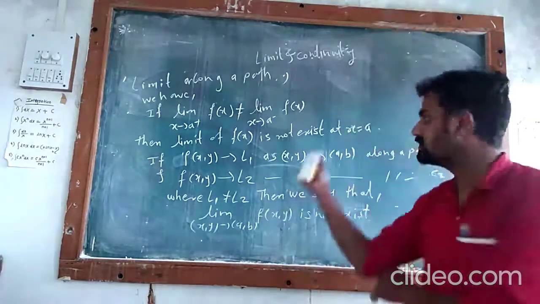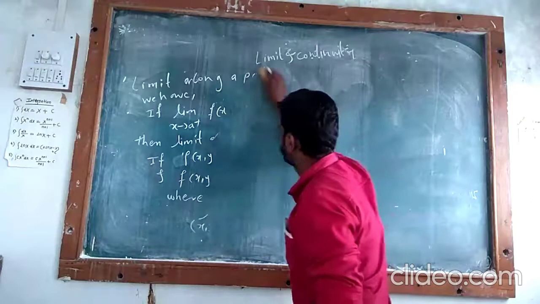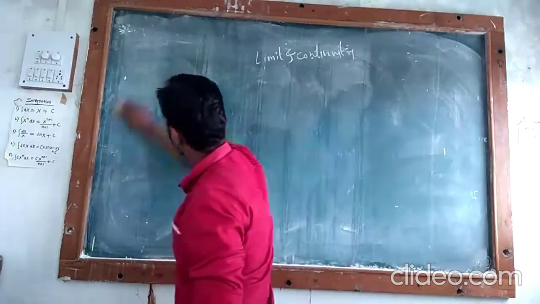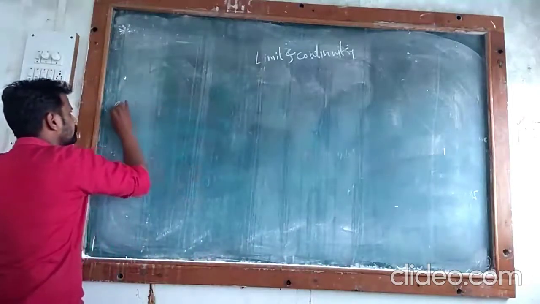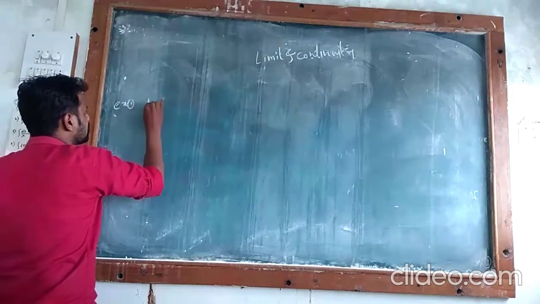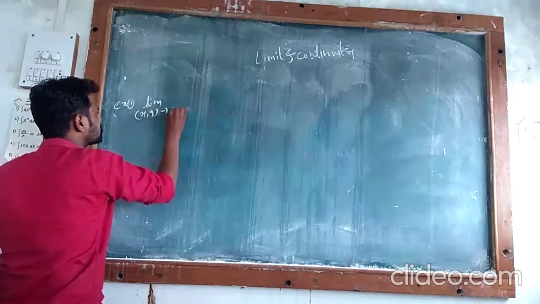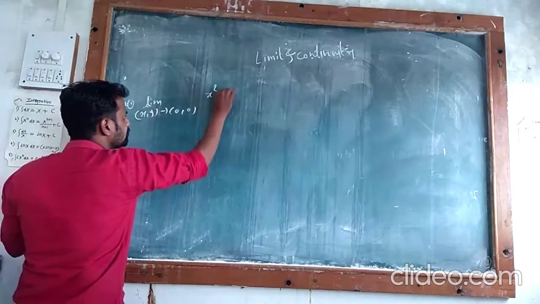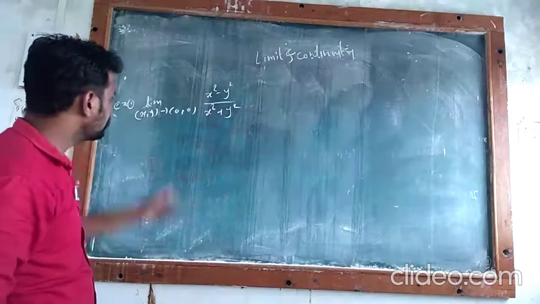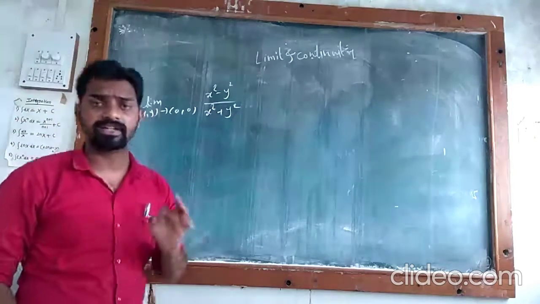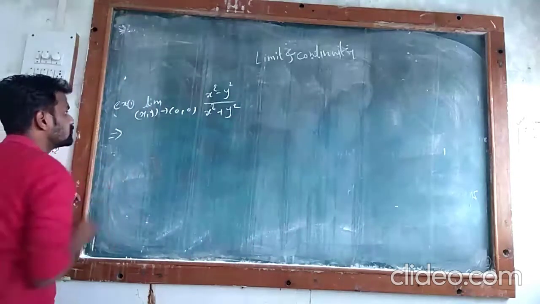Okay, now we see the example. Example 1. We have to find the limit as xy tends to 0 0 of x square minus y square upon x square plus y square. Okay. Solution.